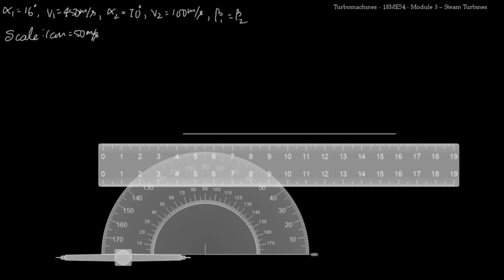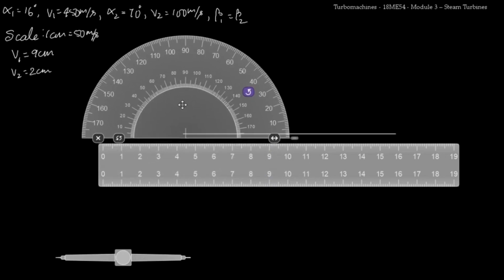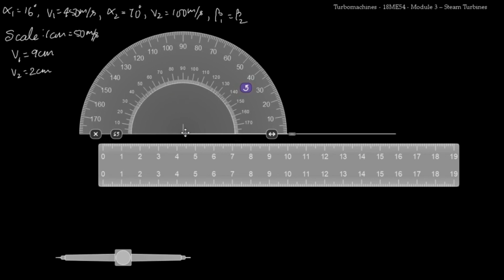So by this I know the length of v1 will be equal to 9 centimeters, and the length of v2 will be equal to 2 centimeters. I know the angles and I know the length. So first what I'll do is I'll just mark the angles for v1 and v2.